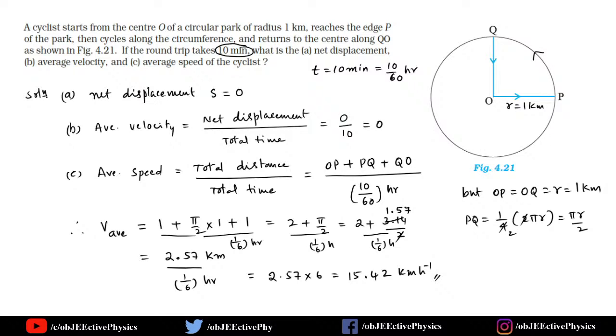Students, please note down this. See, 2 plus 1.57 is 3.57. So not 2.57, please correct it. 3.57 into 6, that is 21.42 kilometers per hour.